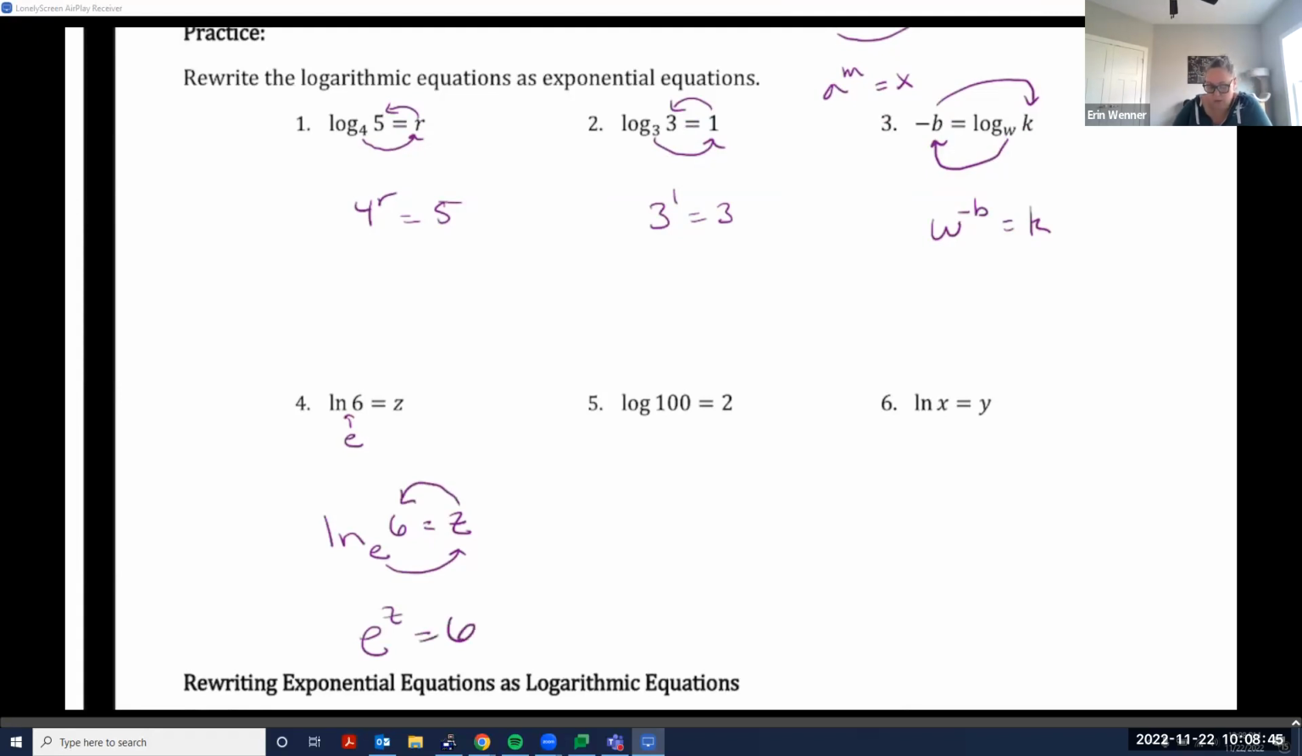For logs, if there's not a base written there, we assume the base is 10. So we would write a little 10 in here. So we have log base 10 of 100 equals 2. I want you to go ahead and do 5 and 6 and send me your answers in direct message.